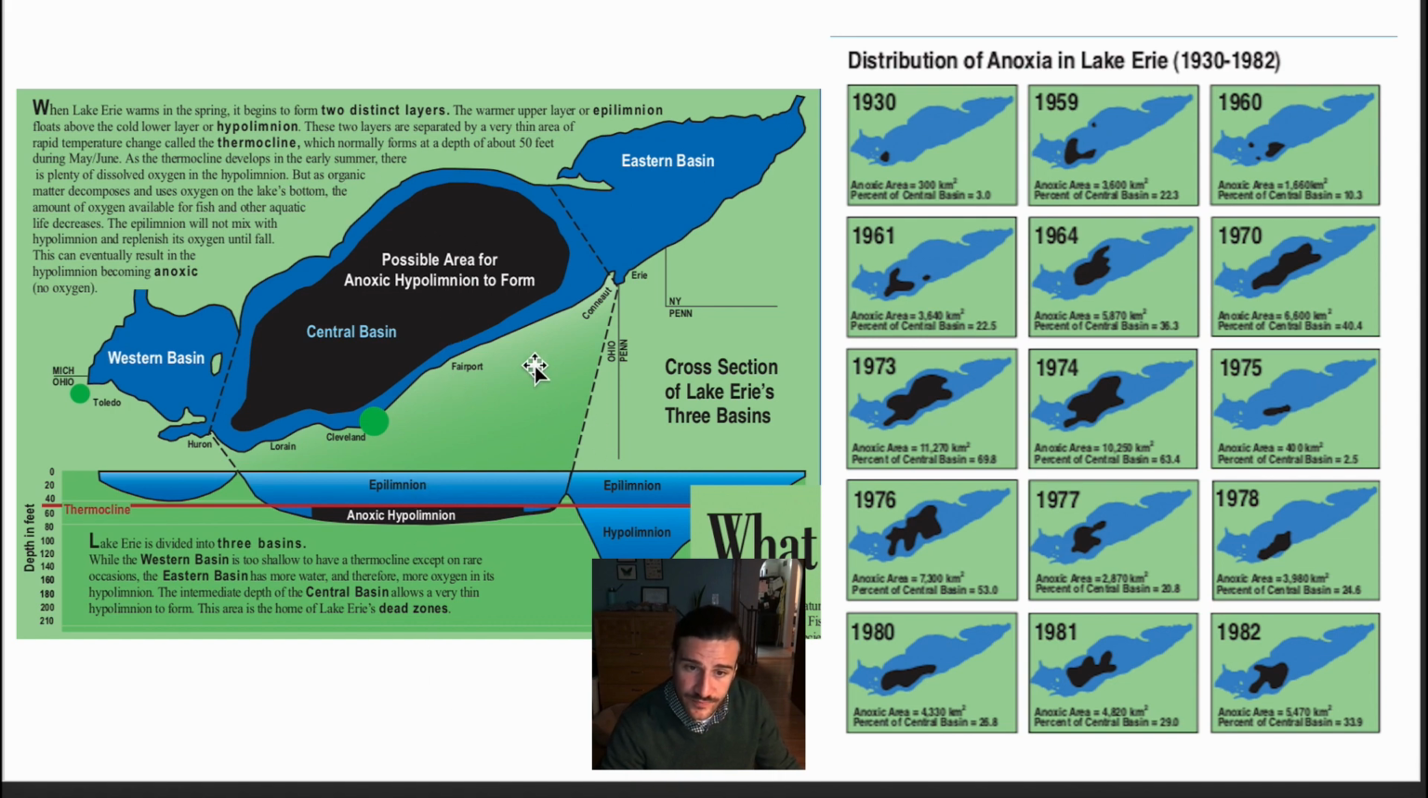So here you have this large area in the central basin, which is quite shallow, is a potential area for the hypolimnion to become anoxic or oxygen depleted. And then we have these figures. Through time, you get more and more pollution. And then in the 70s, there was a lot of changes. There was the Clean Water Act, as well as the Endangered Species Act, which limited pollution and dumping, and agricultural runoff. So around that time, these areas greatly decreased in size, but they are still 100% going to be there.